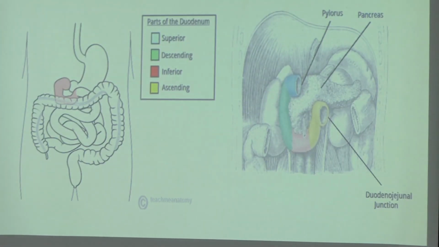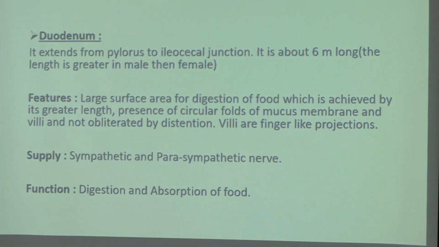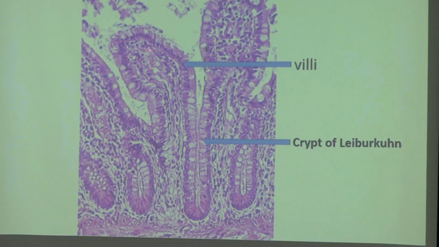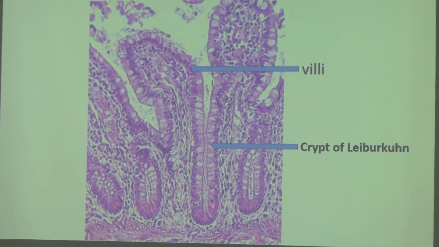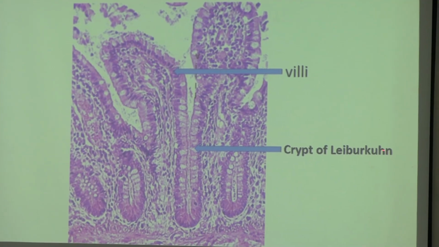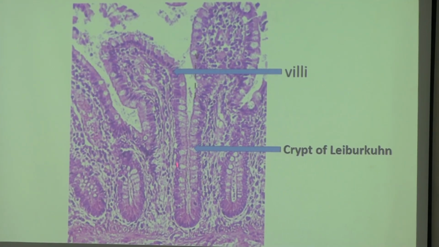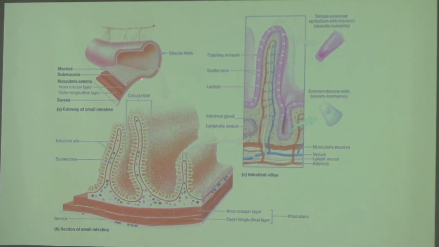Duodenum, you see, what is this? This is the villi, and this is the crypt of Lieberkuhn. They will actually secrete the digestive juices. The glands, the cells secreting the different enzymes, are actually secreted from these cells, from these glands, that is the crypts of Lieberkuhn.